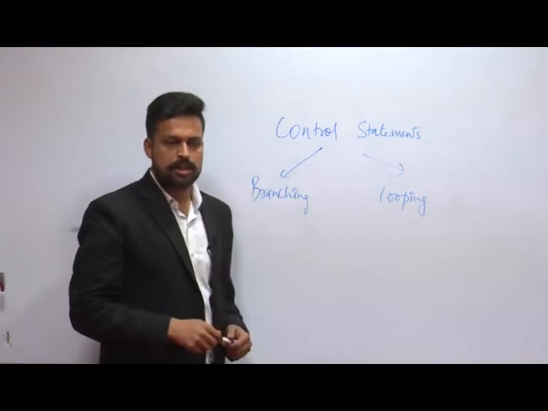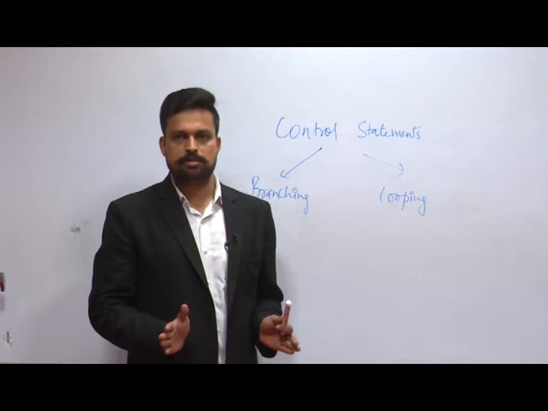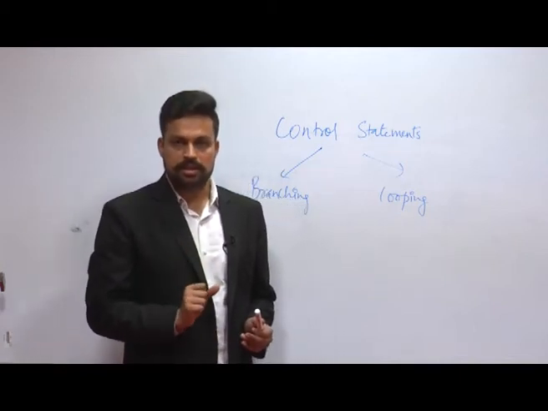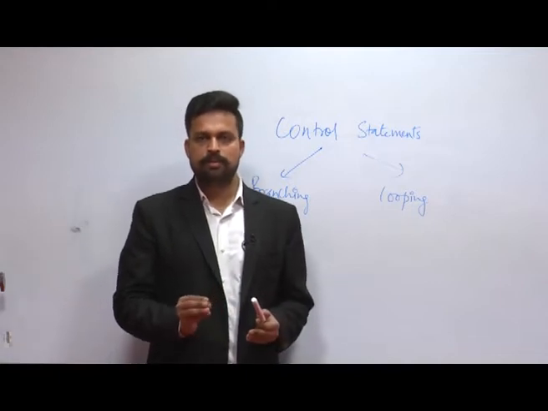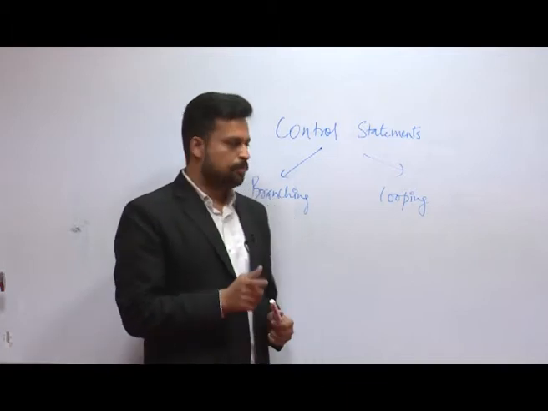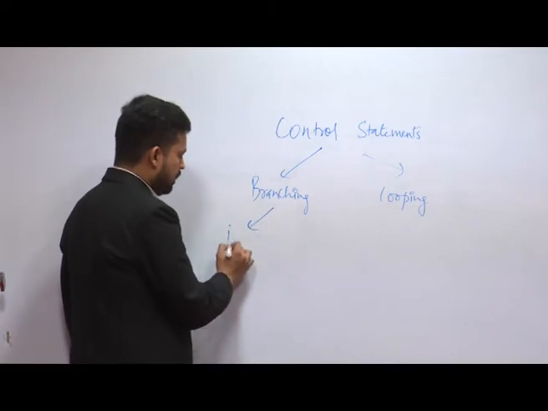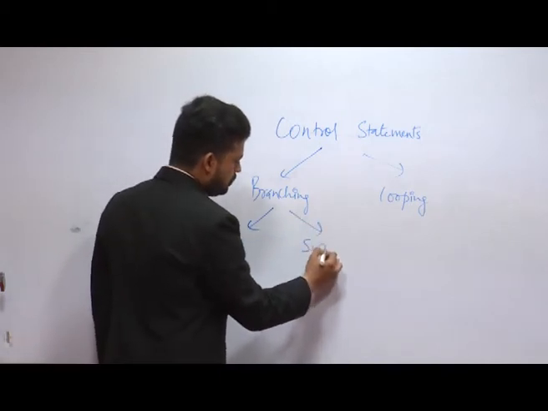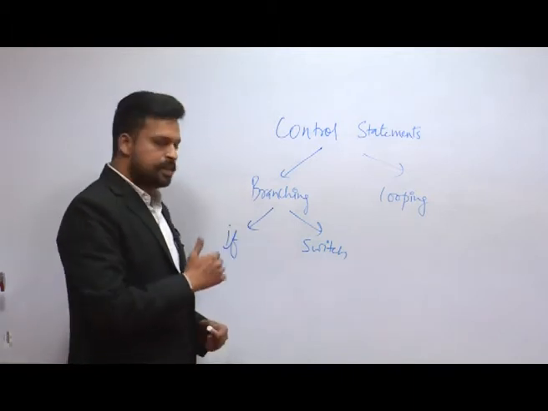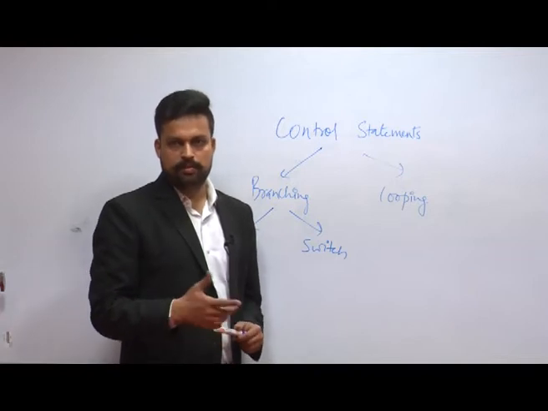In branching statements, the name is taken from the word branch. Branch means there are two different possibilities. We have to choose one possibility on the basis of certain conditions. If the condition is true, we will follow some path. If the condition is false, we will follow a different path. So in branching, there are two types of statements available. First is if and second is switch. If statements compare two different situations along with a condition.